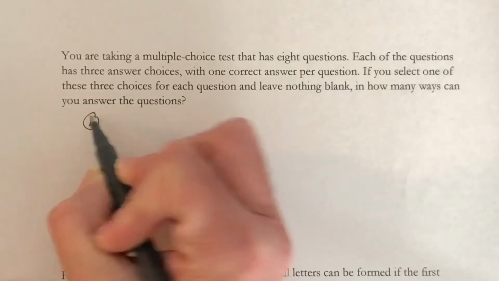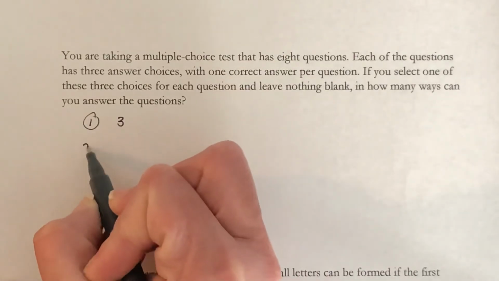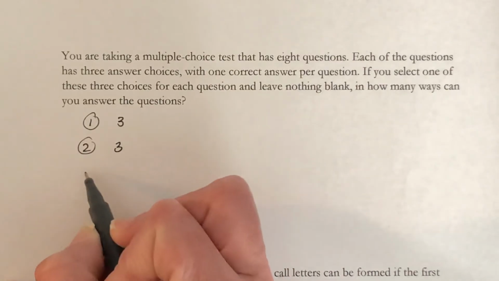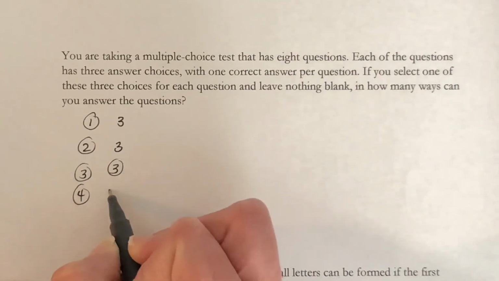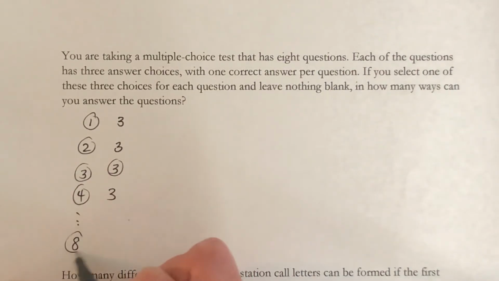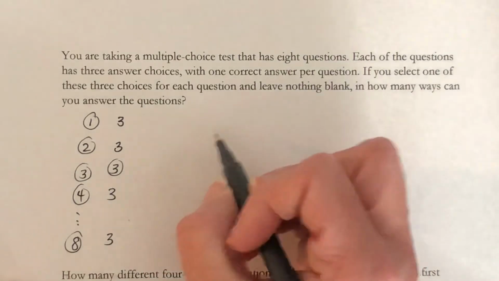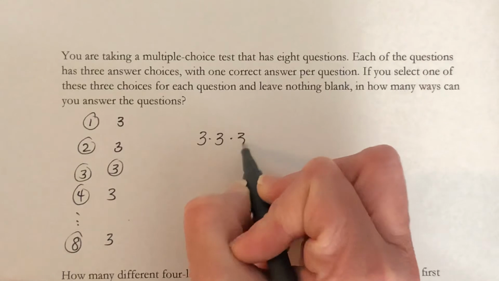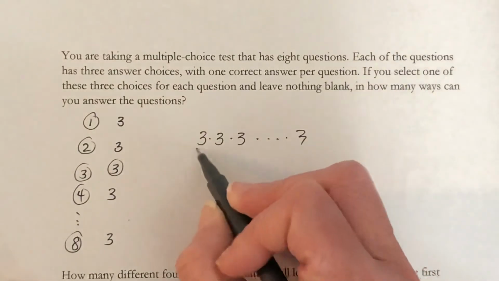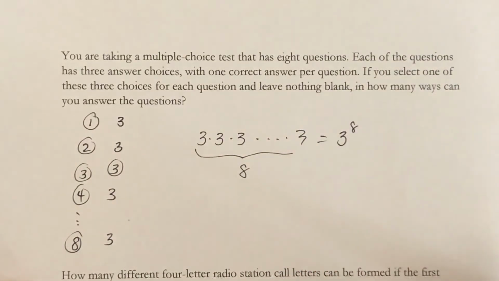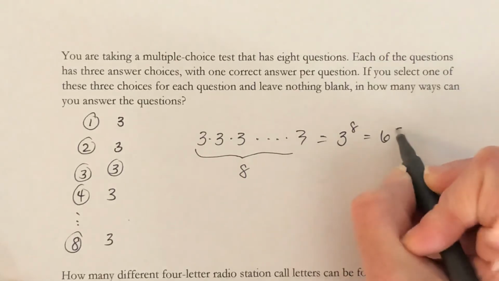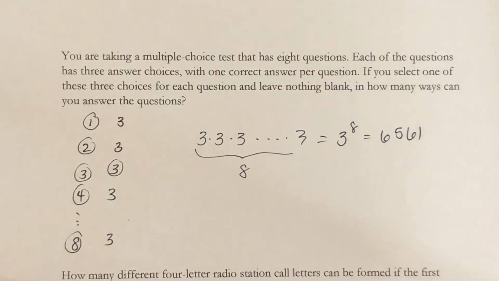You have to answer them all. For question 1, you have 3 ways of answering. Question 2, you have 3 ways of answering. Question 3, you have 3 ways. Question 4, you have 3 ways. And then all the way up to the 8th question, you have 3 ways of answering that. So you need to multiply 3 times 3 times 3, and so on, 8 times, which is 3 to the 8th power, which is 6,561. There are a total of 6,561 different ways to answer those questions.